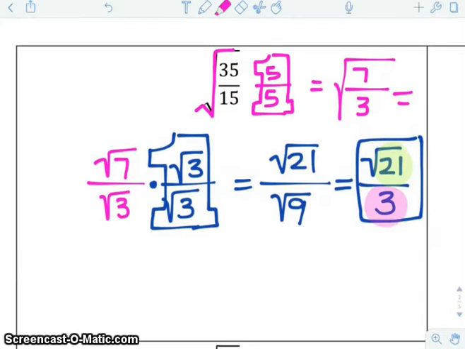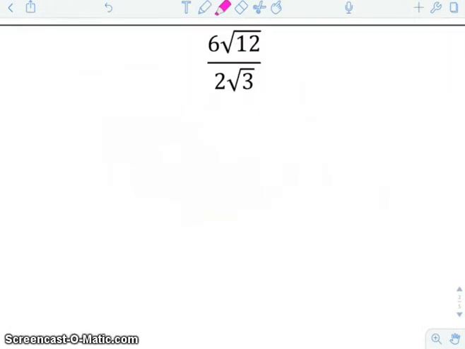I cannot cancel those. It is not a coincidence that our denominator simplified into 3. It should always happen that way. If you try to rationalize the denominator and you're not left with a number that doesn't have a radical in the denominator, you did something wrong. Let's look at the next example.